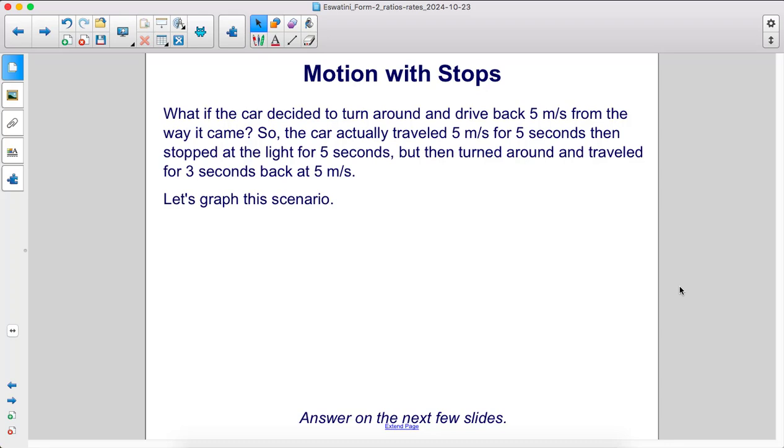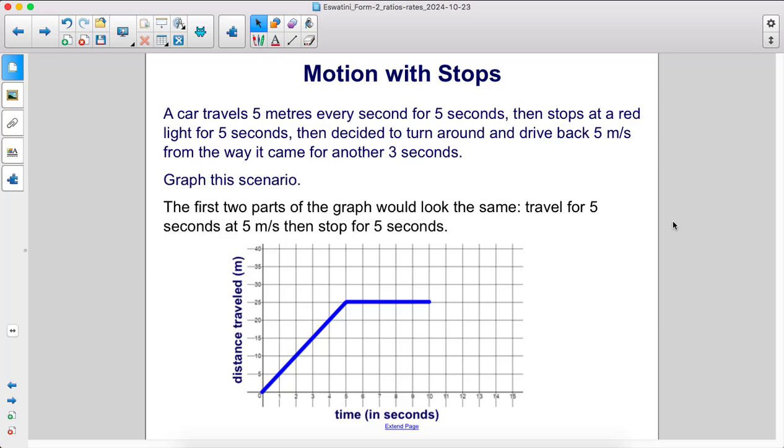So the car actually traveled 5 meters per second for 5 seconds, then stopped at the light for 5 seconds, but then turned around and traveled for 3 seconds back at 5 meters per second. Let's graph this scenario. The first 2 parts of the graph would look the same. You travel for 5 seconds at 5 meters per second, then stop for 5 seconds.